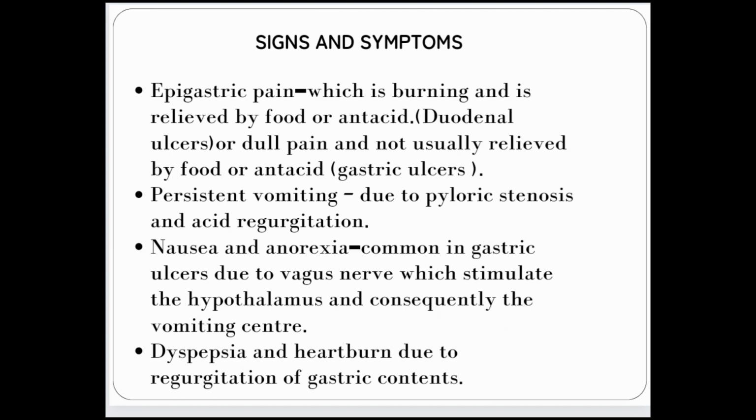Persistent vomiting due to pyloric stenosis; you will get persistent vomiting and acid regurgitation along with that. Next, nausea and anorexia, common in gastric ulcers, due to the vagus nerve which stimulates the hypothalamus and consequently the vomiting center. So you will have vomiting, nausea, anorexia, epigastric pain, dyspepsia and heartburn due to regurgitation of gastric contents.